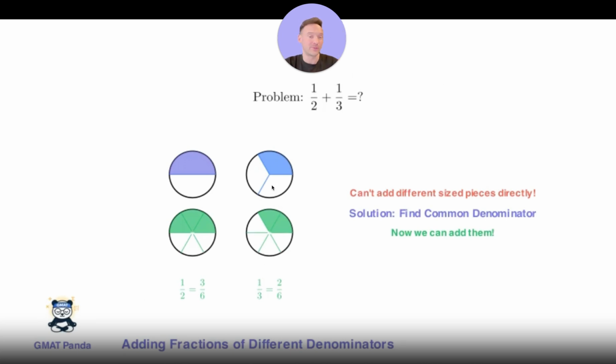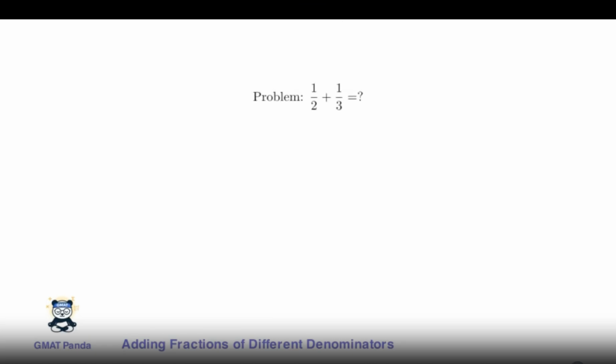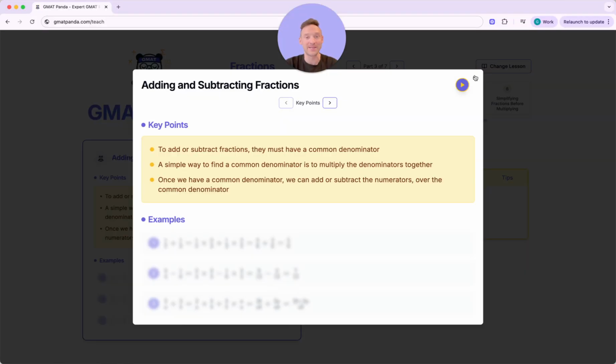The half is equivalent to 3 of the 6 pieces, and the third is equivalent to 2 of the 6 pieces. Now, it becomes much easier to add these 2 together because we're adding pieces that are the same size, and adding 3 and 2 together makes 5. So that is why when we're adding fractions, we need to turn them into what's called a common denominator. And in this case, the common denominator is 6.